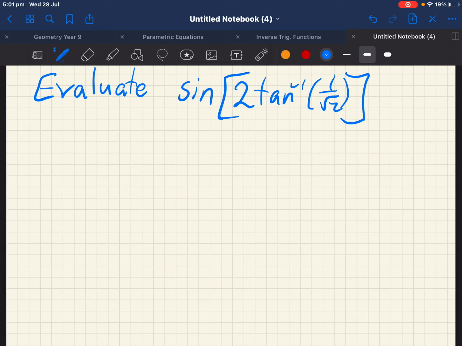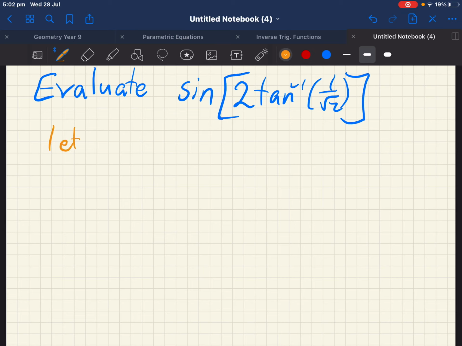Okay, so this is a nice looking question. We want to evaluate this one here. Let's see, inverse tan of 1 on root 2 is going to be some type of angle. So we actually have two lots of an angle. This is actually a double angle result. But we don't need to worry about that just yet. Let's just start this question off the way we always do.